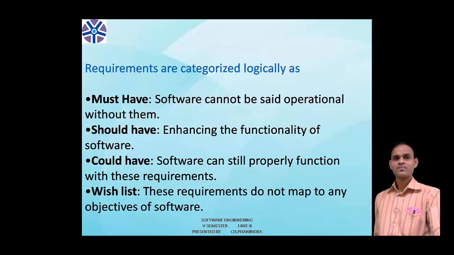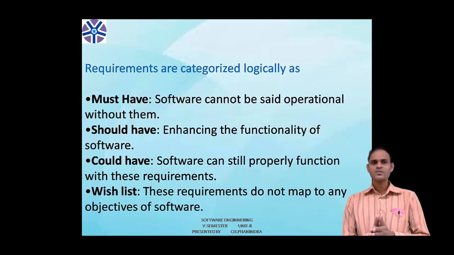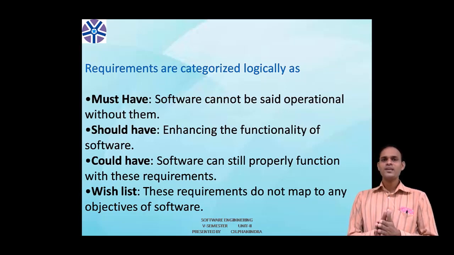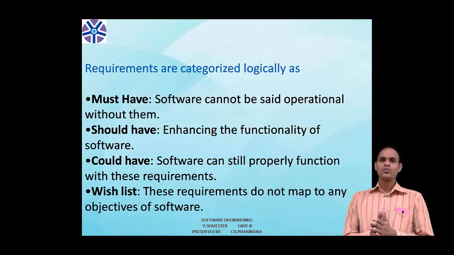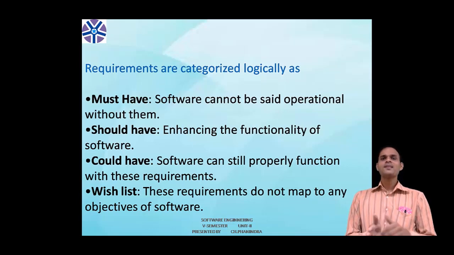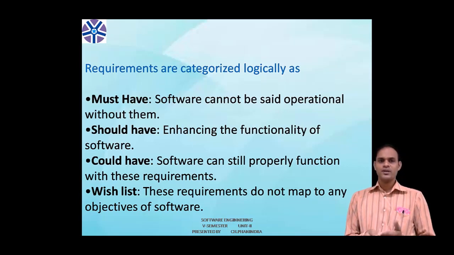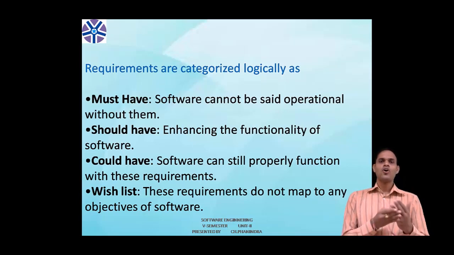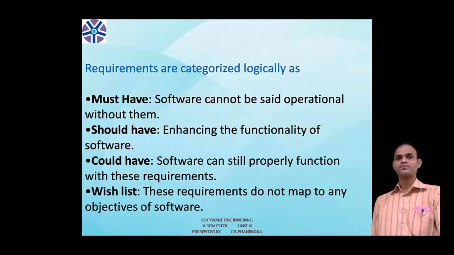Requirements are also categorized into four types: must have, should have, could have, and wish list. Must have means the system cannot operate without it. Should have enhances the functionality of the software. Could have means the software will work properly with those requirements. Wish list means requirements that do not map to any objectives of the software. These are the four categories logically.